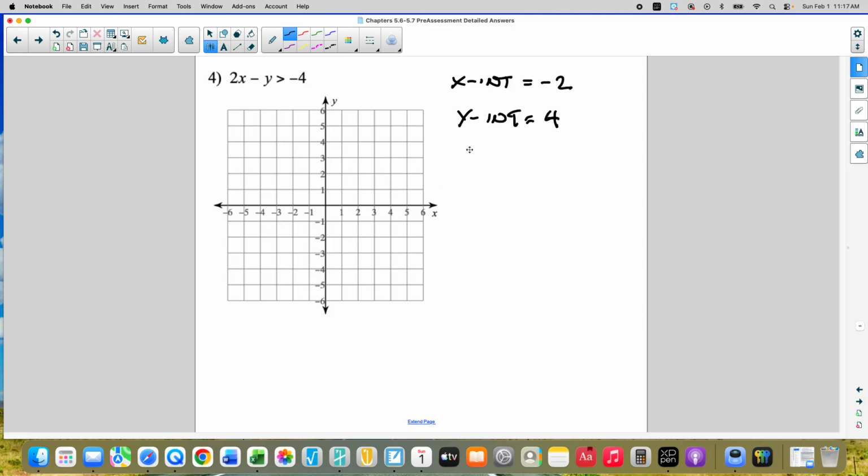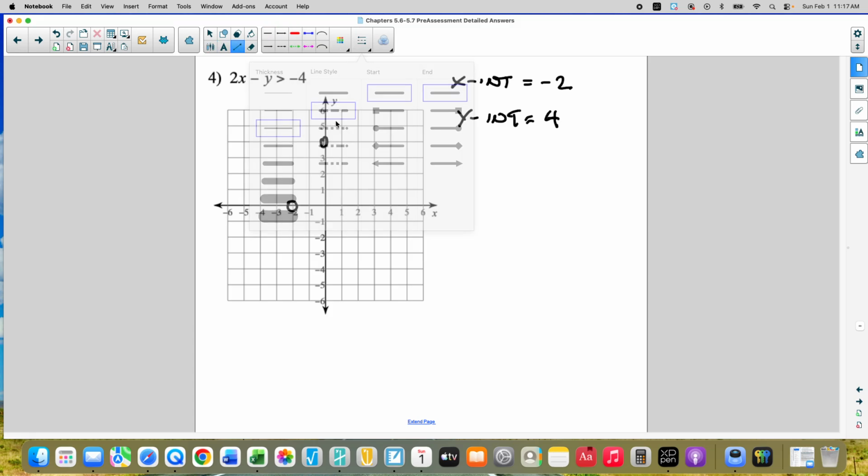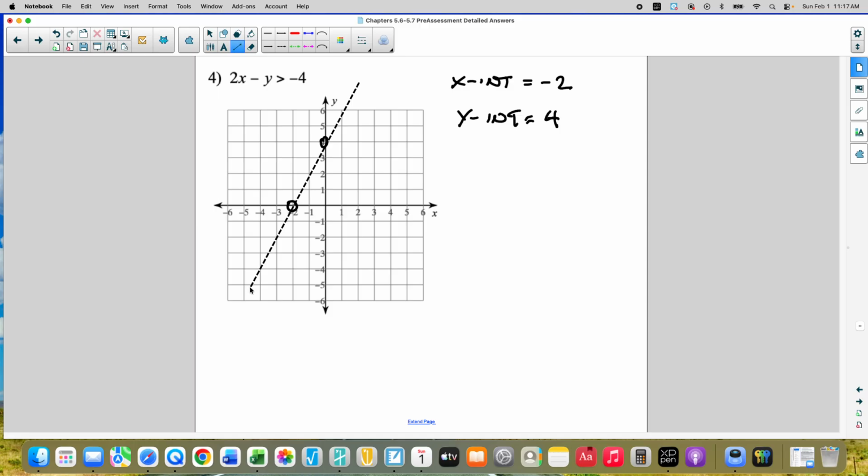So x-intercept is on the x-axis at negative 2. It's an open circle because it's a greater than sign. Y-intercept is on the y-axis. I'm going to do another open circle. I'm going to do dotted. And that's good. It's a good representation. That looks good. I'm going to test the point 0, 0.